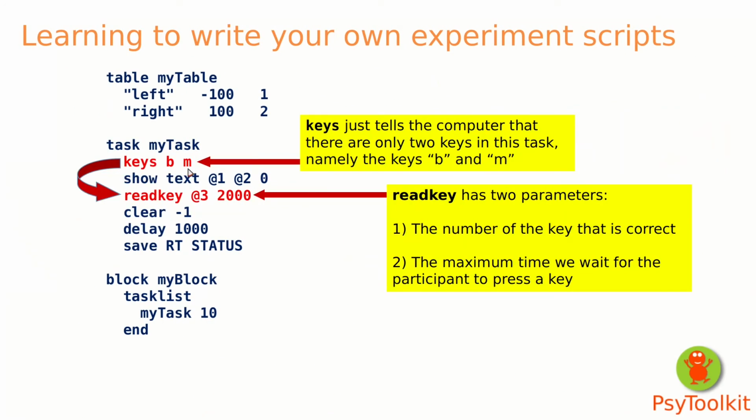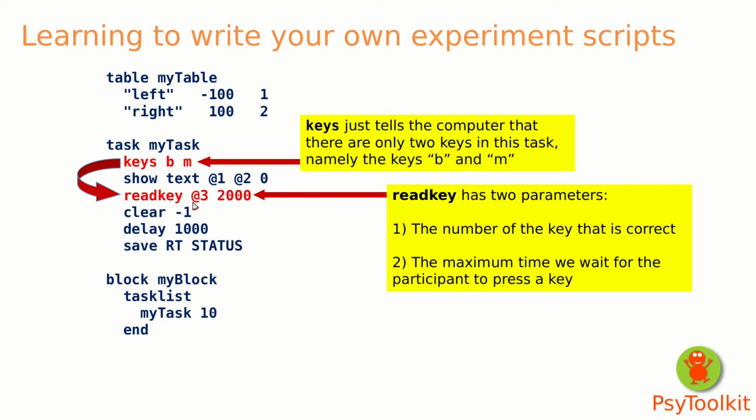The keys statement is quite important in PsyToolkit. Keys just tells the computer that there are only 2 keys in this task, namely the keys B and M of your keyboard. All other keys will be ignored by the computer. That's quite handy because sometimes people just press the wrong button for no reason at all. It just happens because that's easy to do, and we don't want that being measured, so you can ignore that. And then the read key statement checks if one of the 2 keys as specified in keys are being pressed.